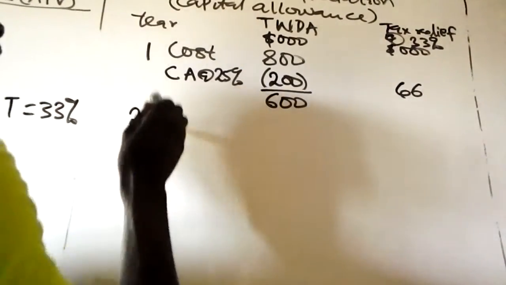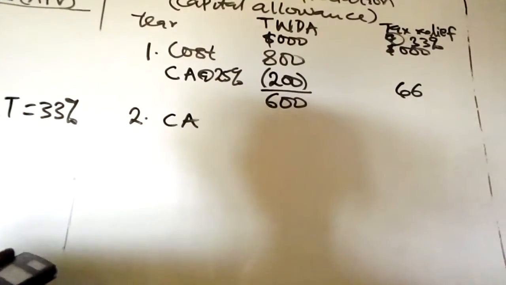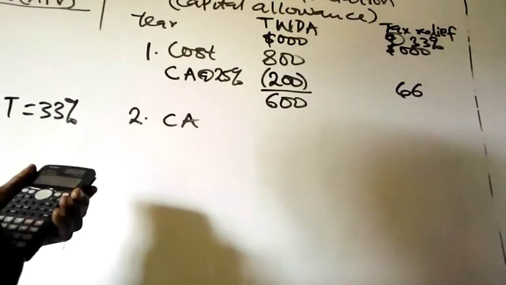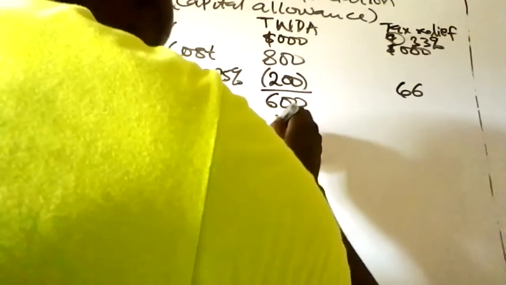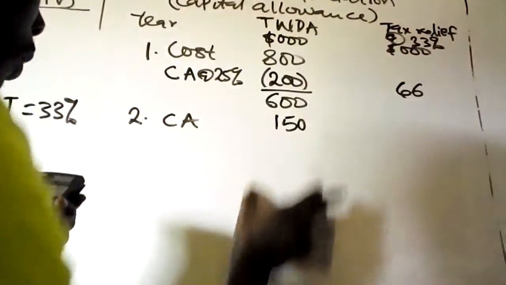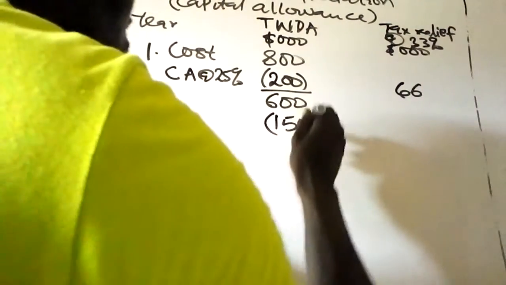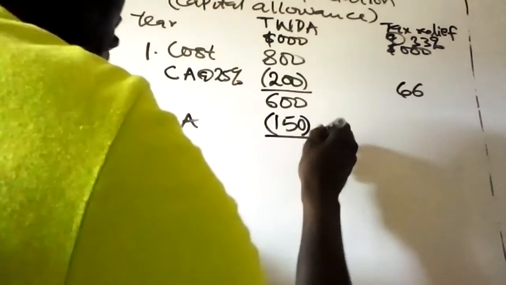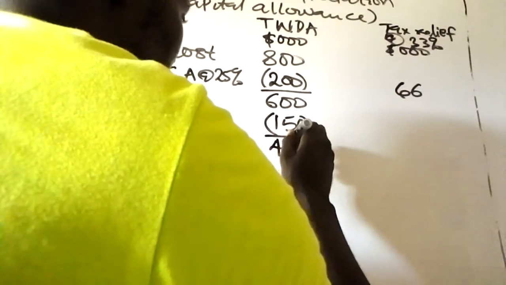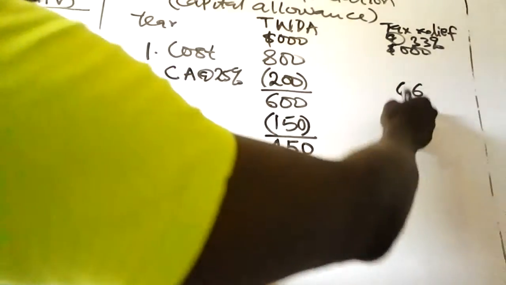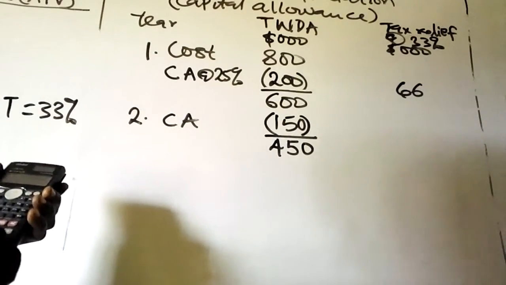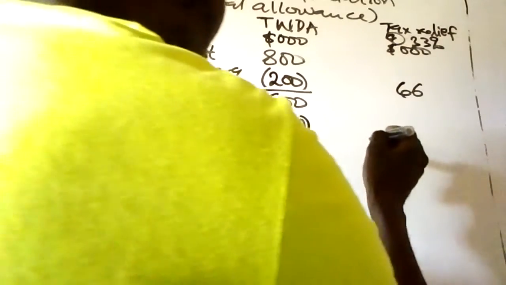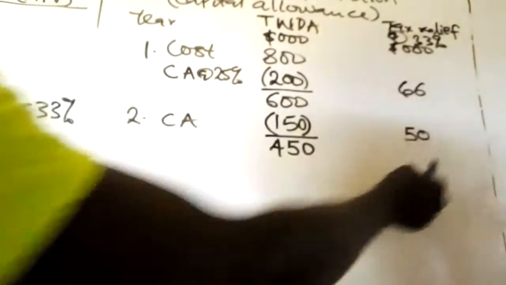Then in year two again, you compute the capital allowance, which is 25% of 600,000, since you were told it's on reducing balance basis, not straight line. If it were straight line, then the 200,000 would have been applied annually. So when you subtract 150 from 600, you'll be left with 450. If you calculate tax on the capital allowance at the rate of 33%, then you'll have 49,500, approximately 50, using the nearest whole number.